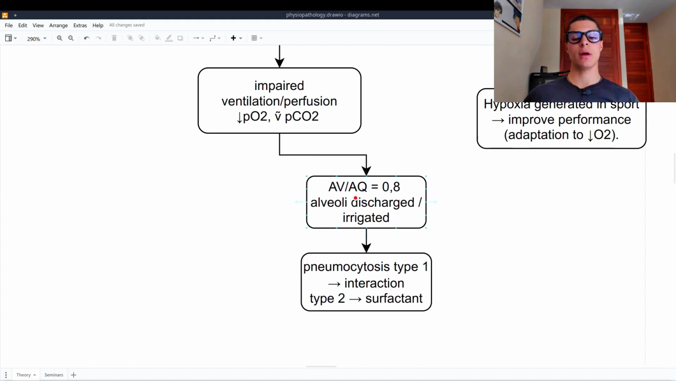So this V/Q ratio is basically the alveoli ventilated versus the alveoli perfused. This has to be in a ratio between 0.8, which is optimal, and 1. If it is above or below those numbers, we have a problem. There is this thing called the pneumocyte type 1, which will create an interaction, and the pneumocyte type 2, which has to do with surfactant.